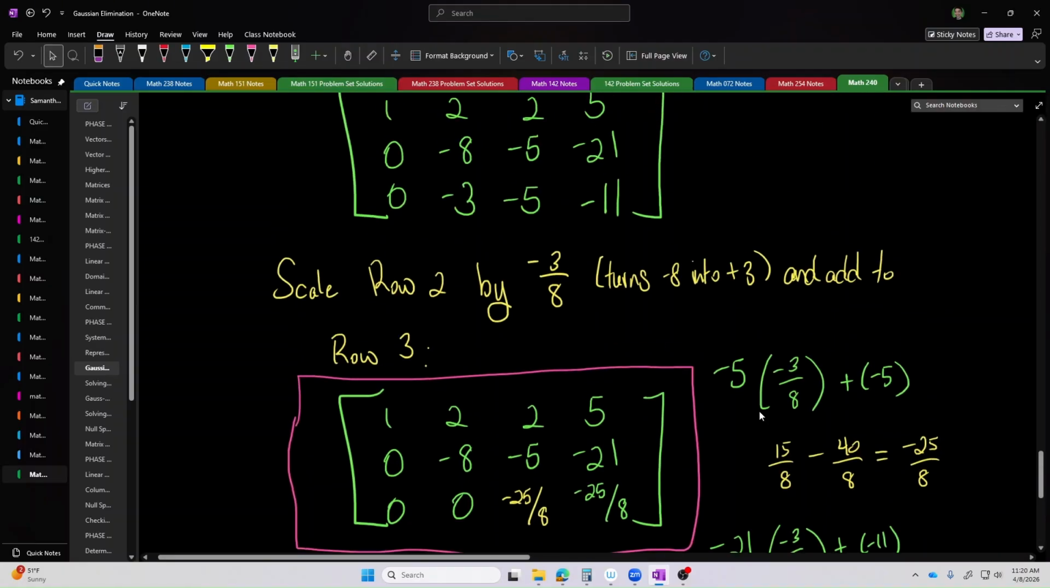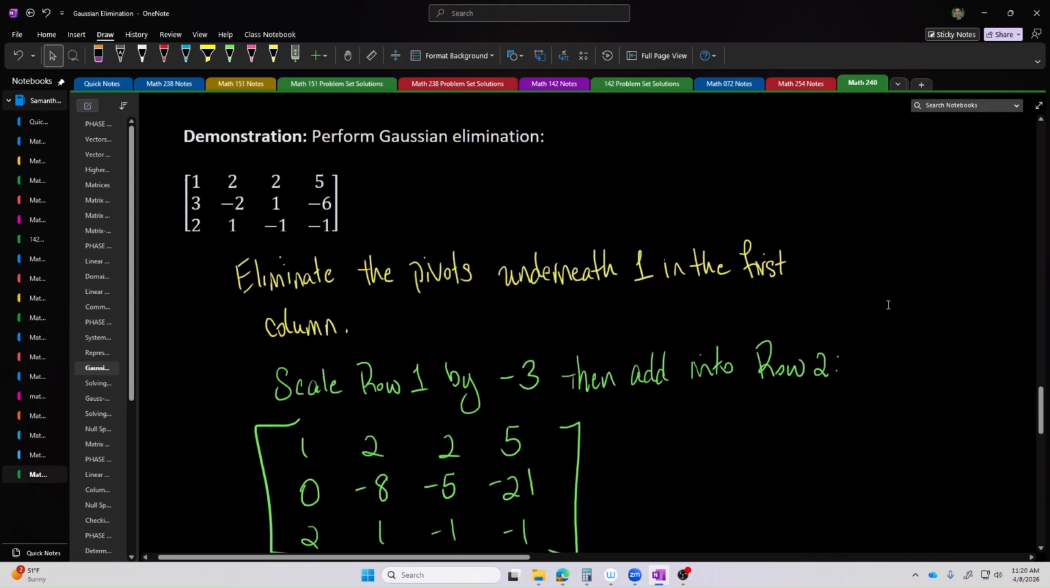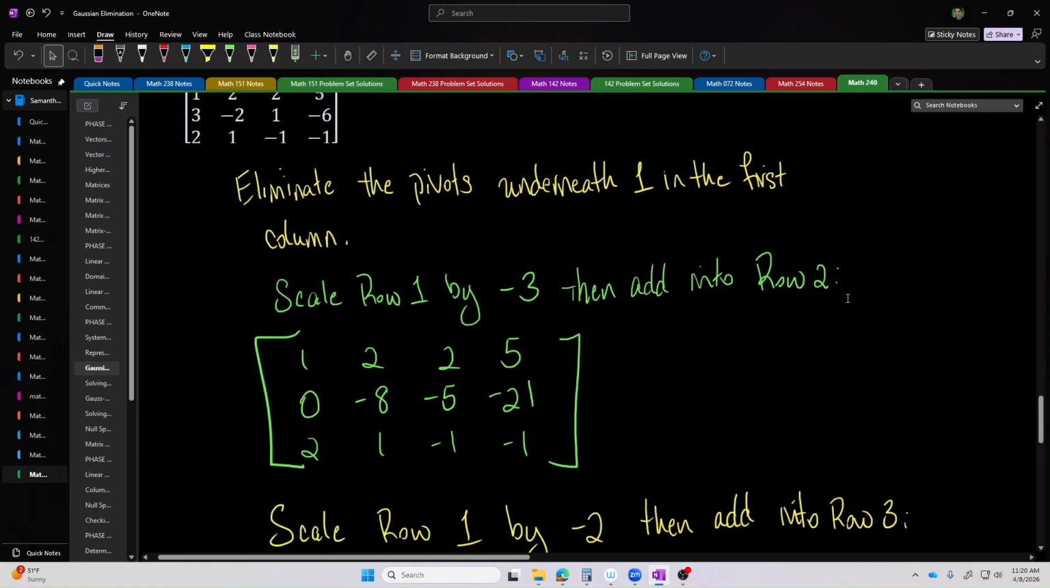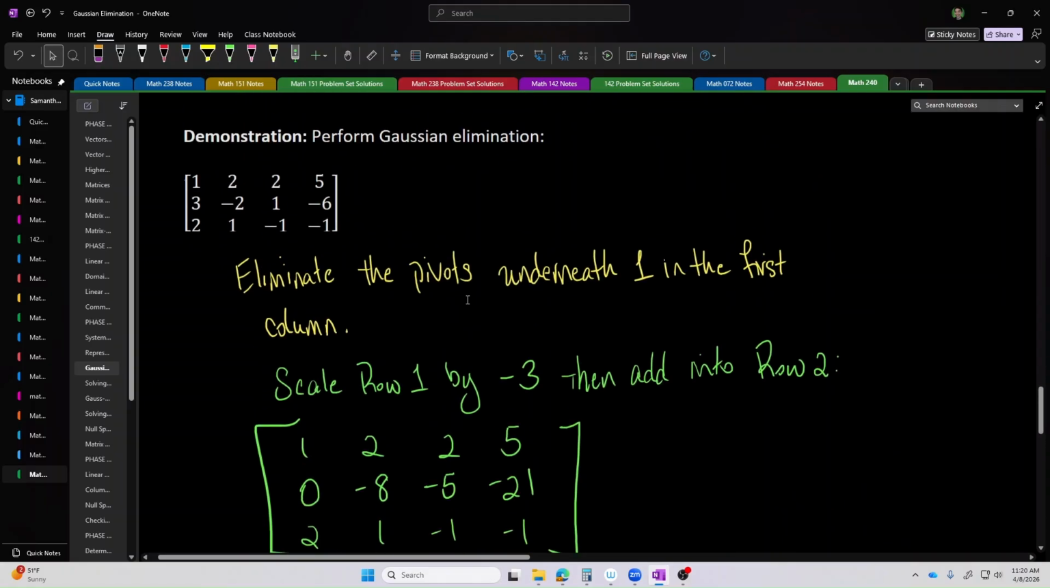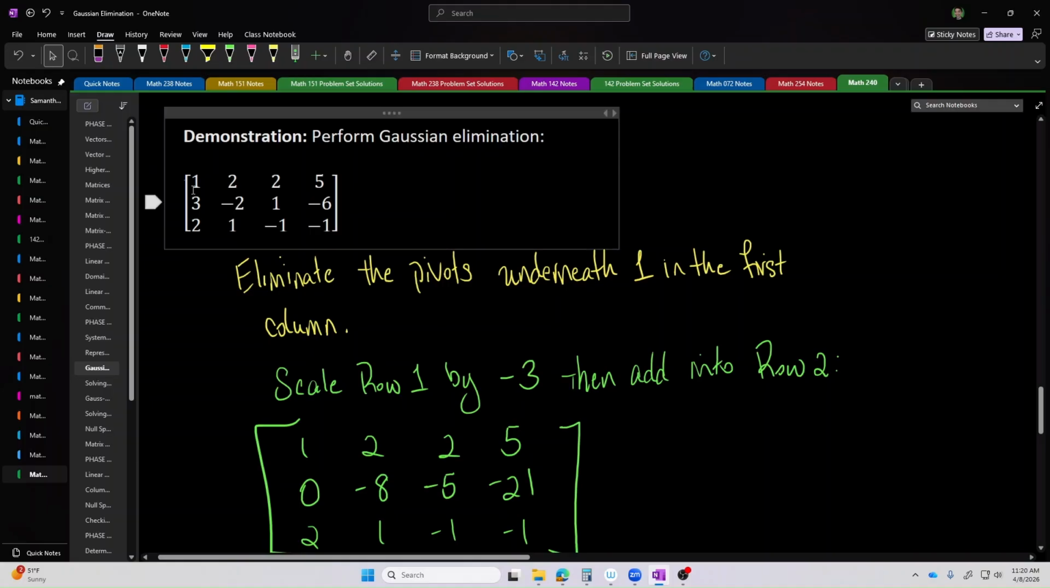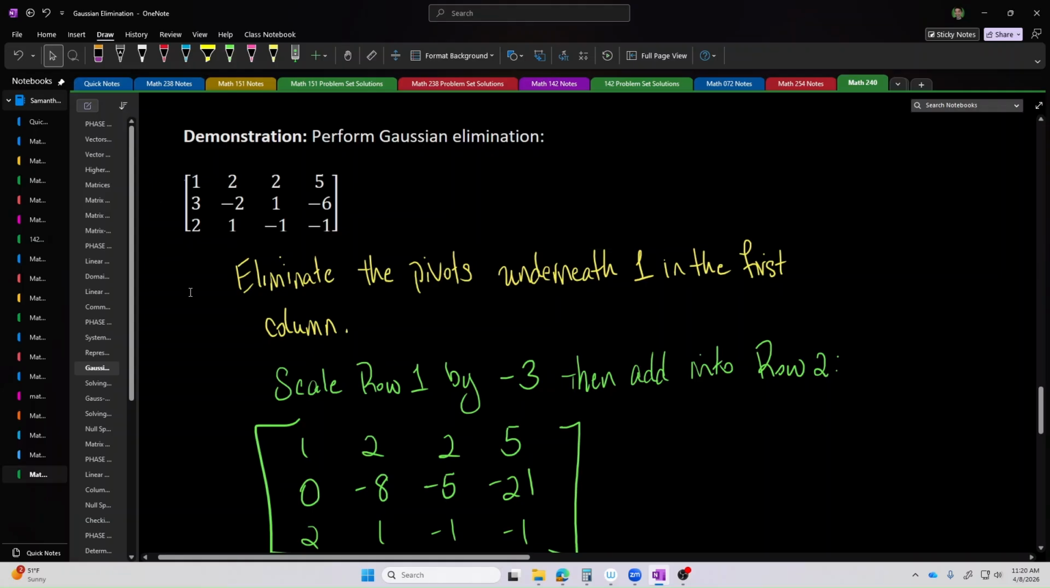So that's Gaussian elimination. Gaussian elimination is the method of elimination from 2 videos ago, except instead of being applied to a system of equations, it's being applied to a matrix that is representing that system of equations. The idea of the process is to scale rows and add them together, starting in the first column with the first pivot, trying to eliminate and cancel out all of the entries underneath that pivot.